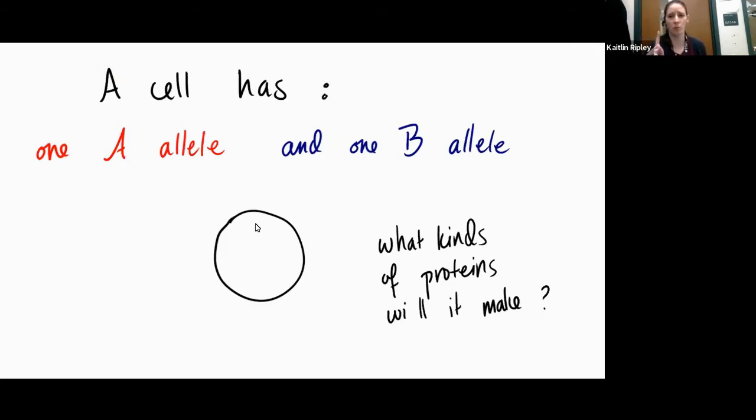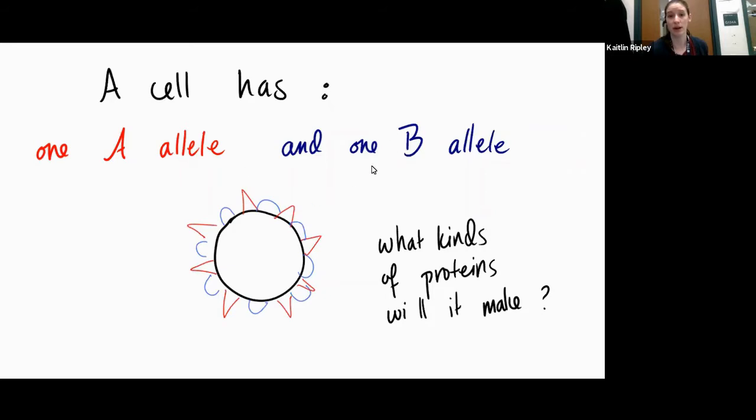In this case, we've got one A allele and one B allele. So we think, okay, the A allele creates A proteins on our blood cells. The B allele creates B proteins. What sorts of proteins would we see? In this case, we would actually see both A and B.